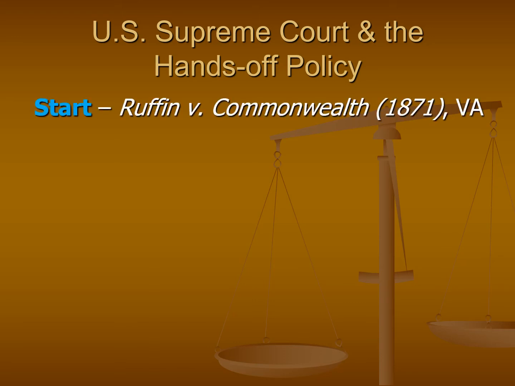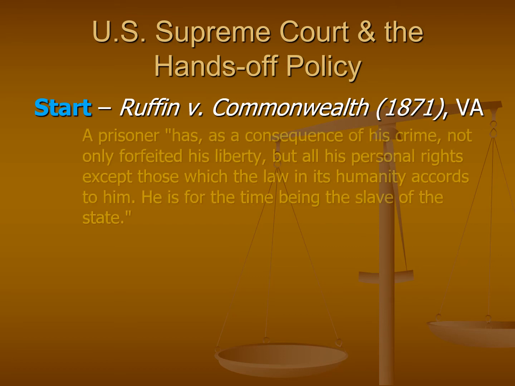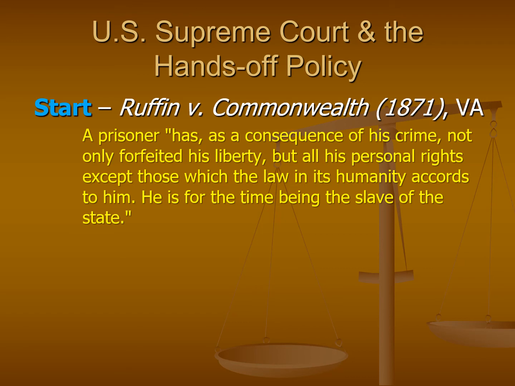Now, this thing called the hands-off policy started with a case that made its way to the U.S. Supreme Court in 1871 out of Virginia. The case was Ruffin v. Commonwealth. And the key finding that the justices presented was this, what you see here in yellow, and it's a bit paraphrased. But the takeaway was this: a prisoner has, as a consequence of his crime, not only forfeited his liberty, but all his personal rights except those for which the law in its humanity accords to him. He is for the time being the slave of the state.